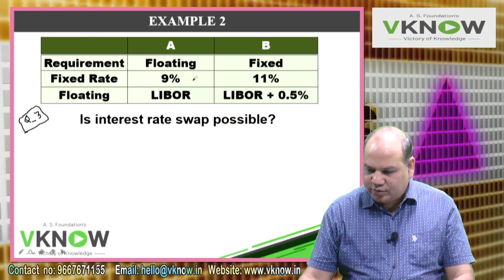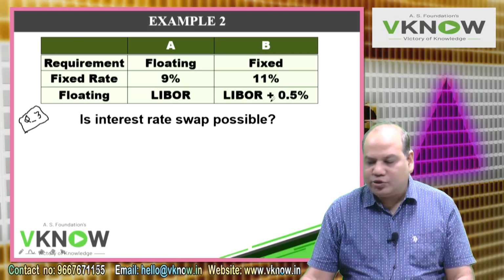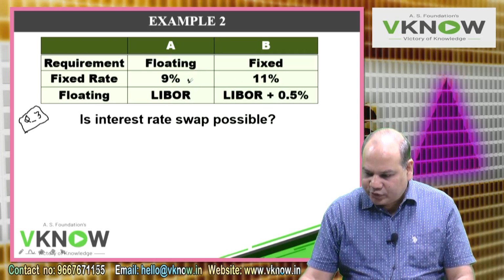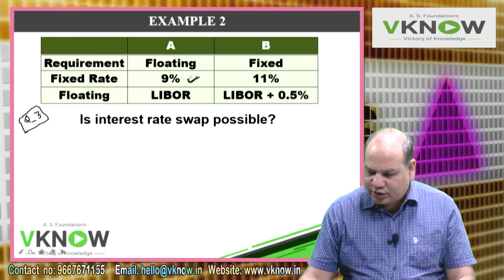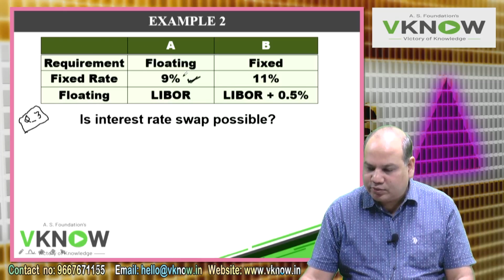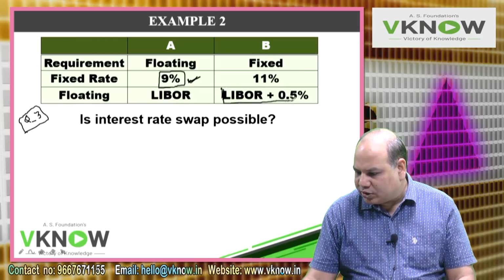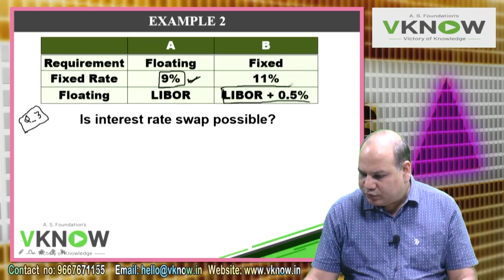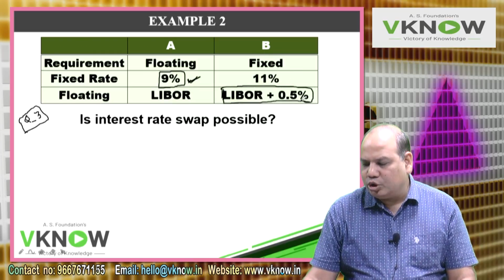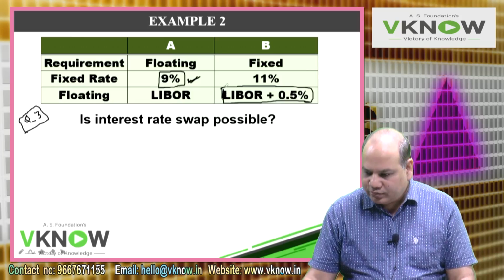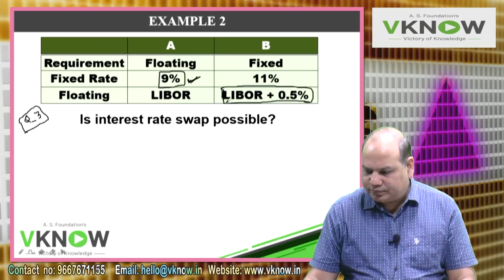Can A borrow at 9 and B will have to borrow at LIBOR plus 0.5? If the swap has to take place, first they will borrow against their requirement. A's requirement is floating, but for the swap, A will first borrow at 9. B's requirement is fixed, but for the swap transaction, first B will have to borrow at floating against its requirement, and then they will swap.